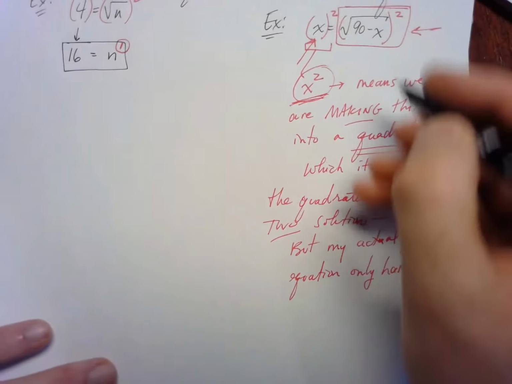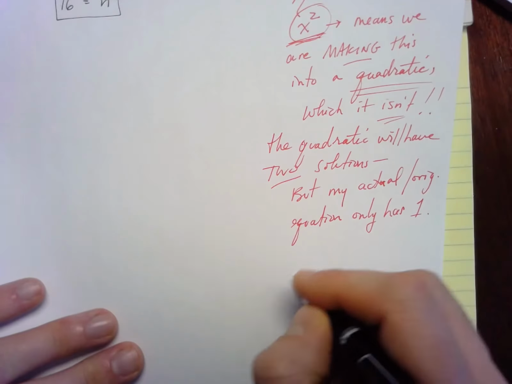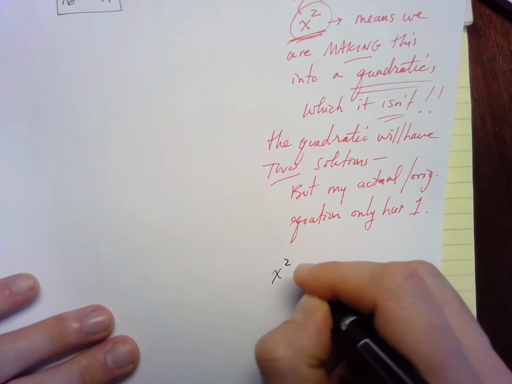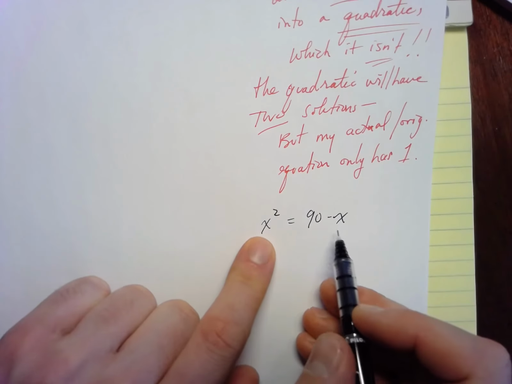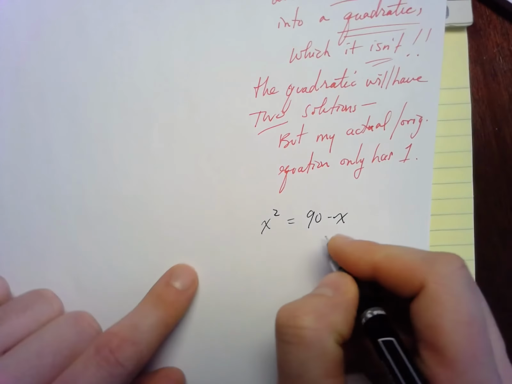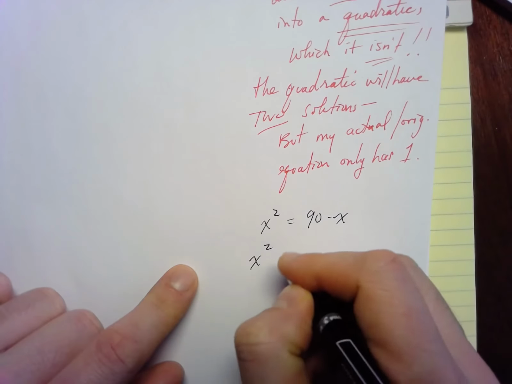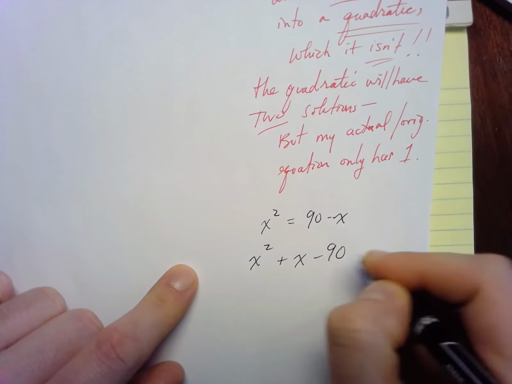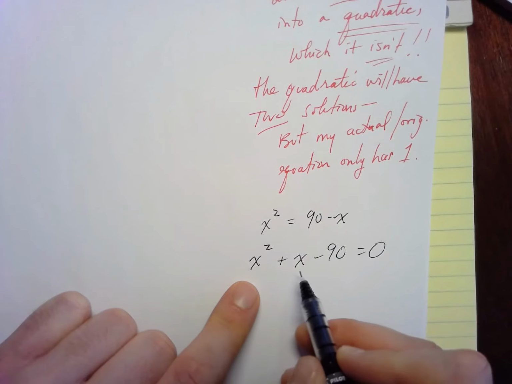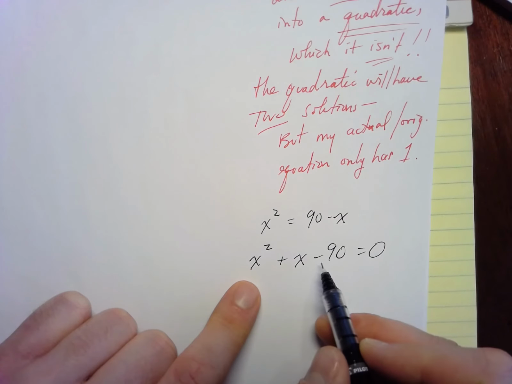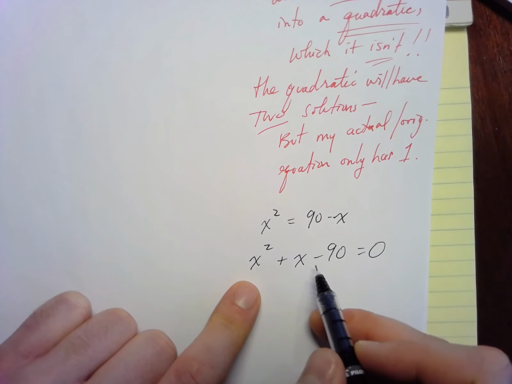So let's just go through that real quickly here. I've squared it, and I've gotten x squared equals 90 minus x. Well, here's my quadratic. If I solve this for 0, I've got this. I can do factoring pretty easily on this, and you'll get a negative 9 and a plus 10.